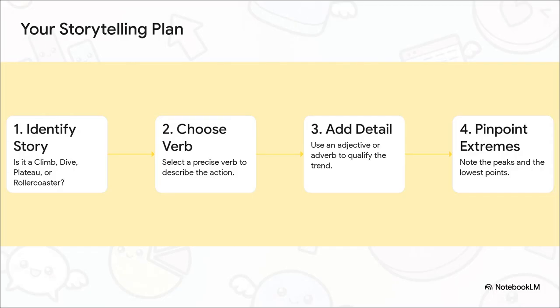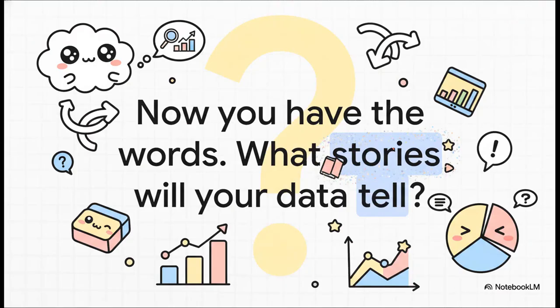So here it is. This is your takeaway, your step-by-step game plan. First, you identify the core story. Is it a climb, a dive, a plateau, or a roller coaster? Easy. Then you pick a really precise verb and add a descriptive word to spice it up. And finally, you anchor that story by calling out any important peaks or low points. It's really that simple. And that is it. You are no longer stuck with just up and down. You now have a full-blown vocabulary to describe any trend with precision and with confidence. So really, the only question left to ask is, what incredible stories are you going to find hiding in your data?